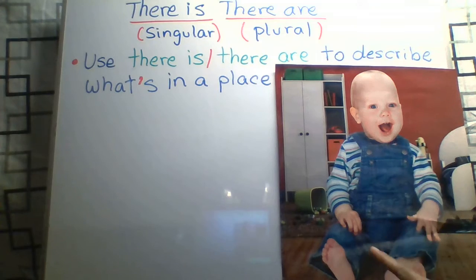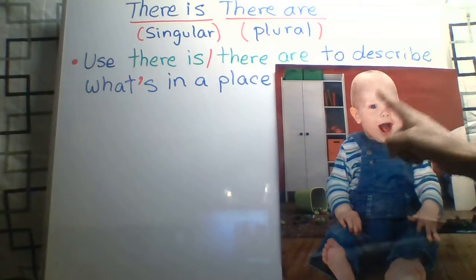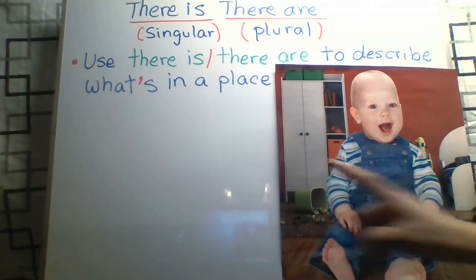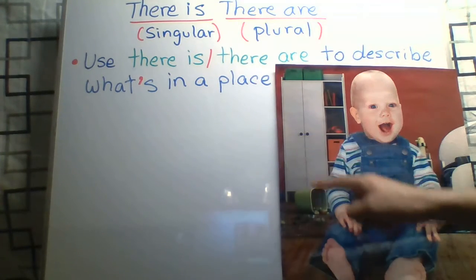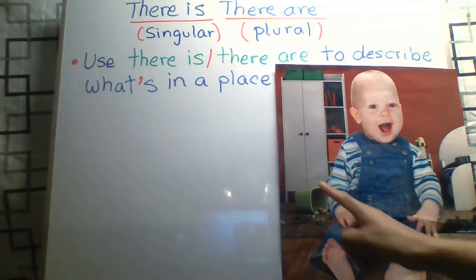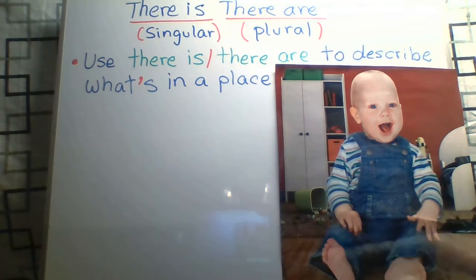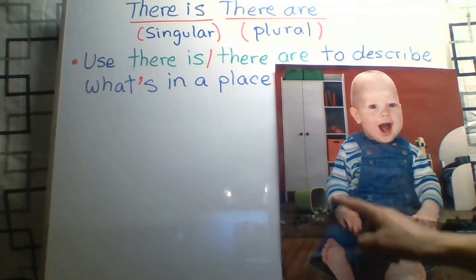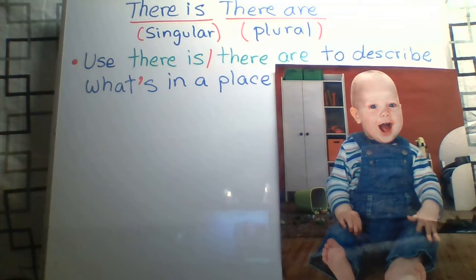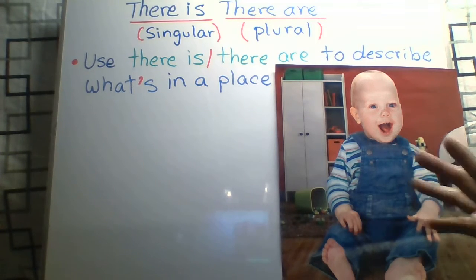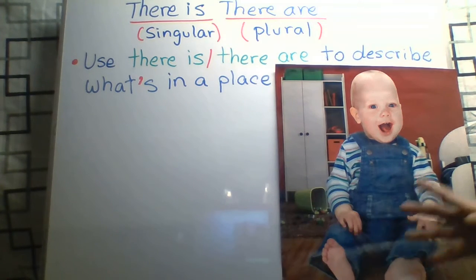For example, there is a baby, there is a bookshelf, only one. There is a box, a green box. There is a bed. This is a bed. So, what happens with the plural?